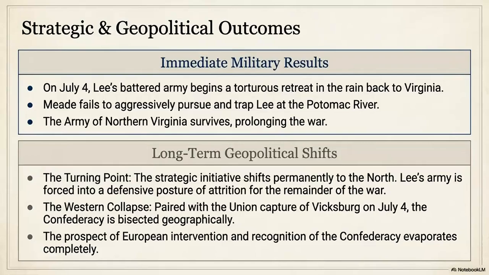Gettysburg marked the ultimate turning point, shifting the strategic initiative permanently to the north and forcing Lee into a defensive posture of attrition. Paired with the simultaneous Union capture of Vicksburg, the Confederacy was bisected geographically, and any lingering prospect of European recognition evaporated completely.